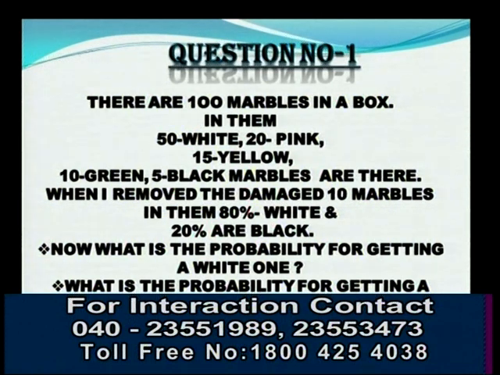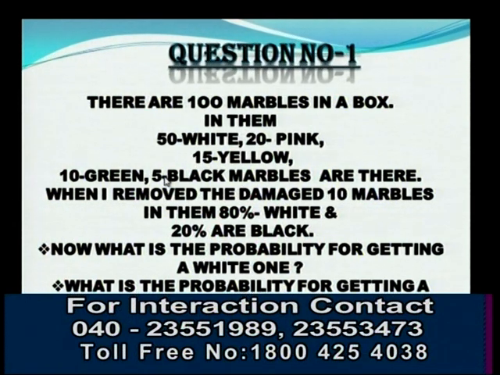Can we find out? Yes, we have to remove the damaged ones. 80% means 8 marbles, and 20% means 2 marbles. From the 50 whites we have to remove 8, and from the 5 blacks we have to remove 2. Compared to 10 marbles, 80% is 8 and 20% is 2. So from 50 whites we remove 8, which means 42 whites are there, and from 5 blacks we remove 2, which means 3 blacks are there.